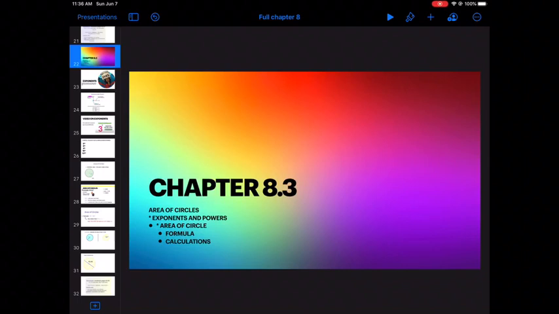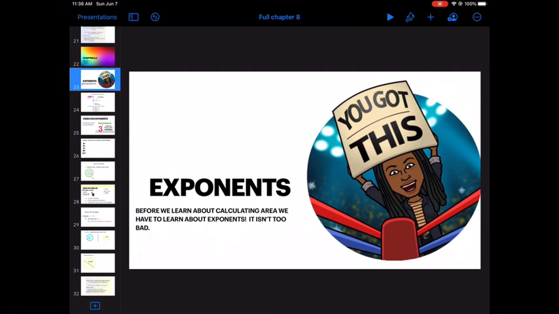Okay, so now we're working on chapter 8.3, the area of circles. So we're going to look at exponents and powers, which is something totally new. Then take it from there: area of circle, formulas, and calculations. Okay, so exponents. This is a very important part of knowing the area of a circle. So let's get to it.